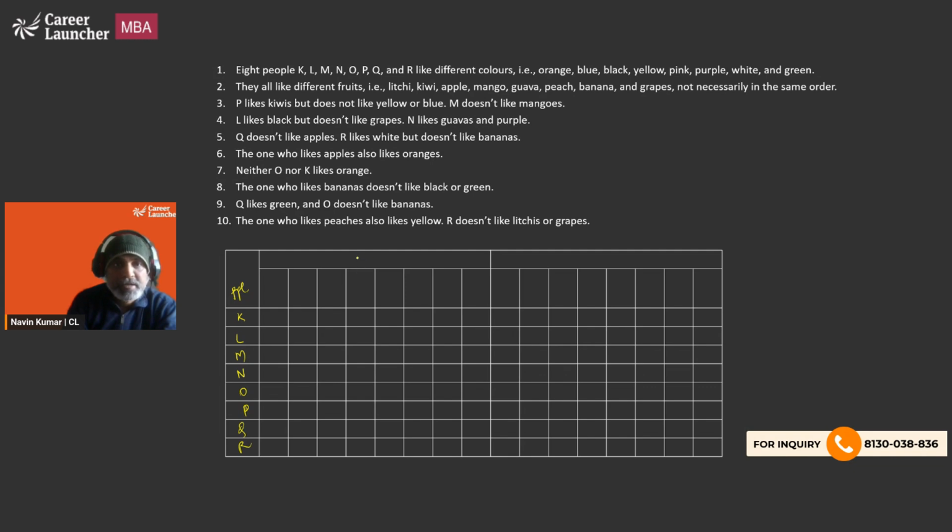Then we will be writing down the colors. The colors over here are orange, then we are going to have blue, then black, then yellow, then pink, purple, white, and then green.